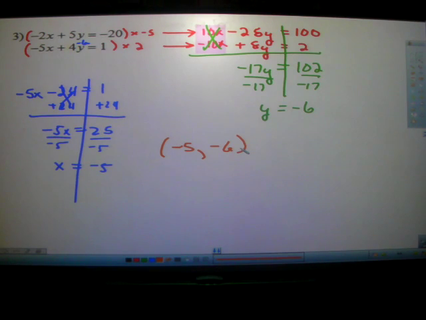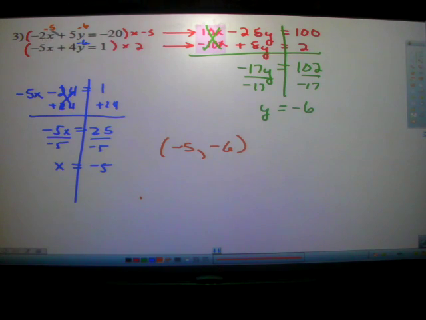Now I haven't shown this on the other ones, but I do want to show you one time. Remember, you can check to be sure that this is the right answer. You would plug this in. Since I used the bottom one, I would plug it into the top. So I'd put my -5 for my x, my -6 for my y, and I'd do these multiplications and add. I should add up to -20.